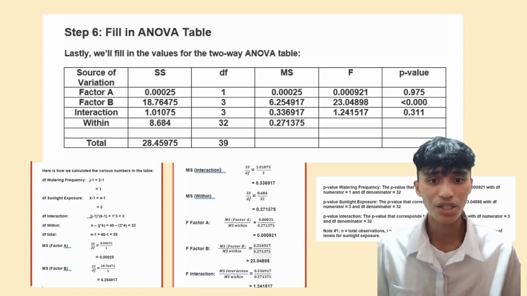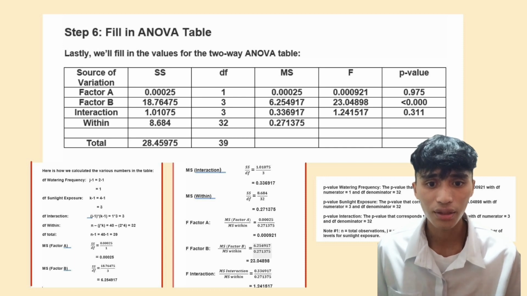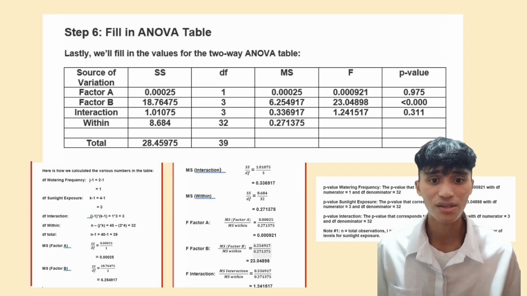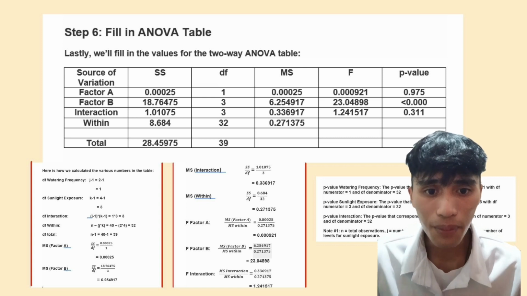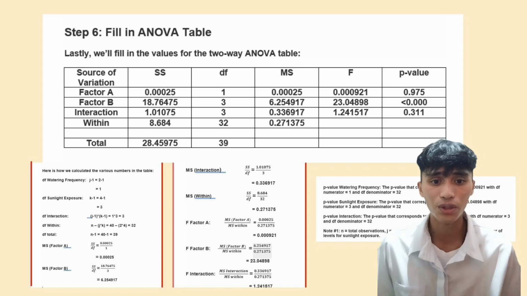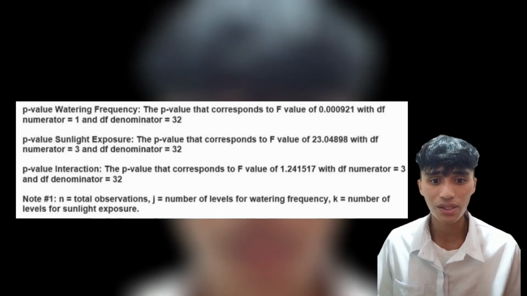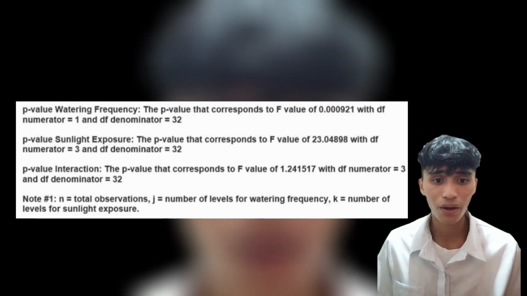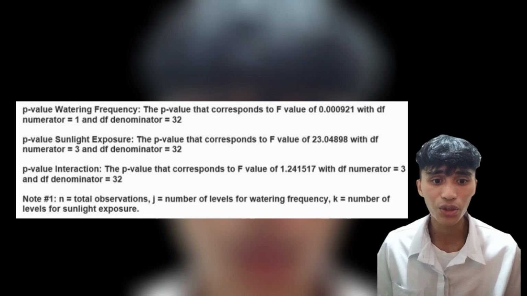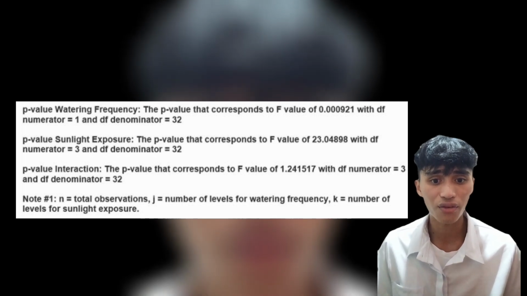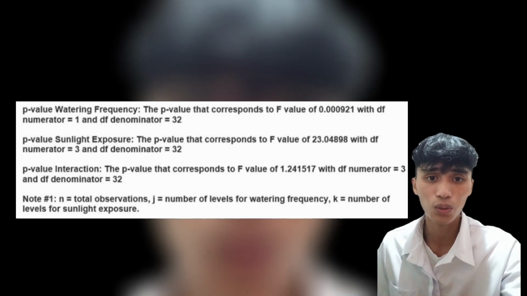We have source of variation, the factor A, factor B, interaction, within. So the next is total. So as you can see in the table, we have SS, DF, the MS, the F, and the P value. P-value watering frequency. The p-value that corresponds to the F value of 0.000921 with df numerator equals 1 and df denominator equals 32.